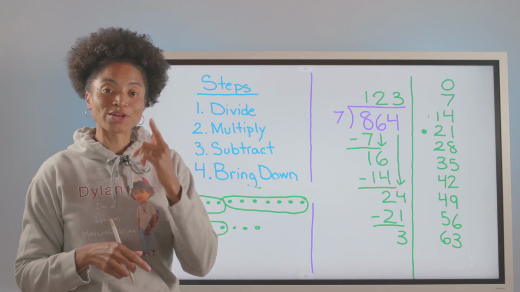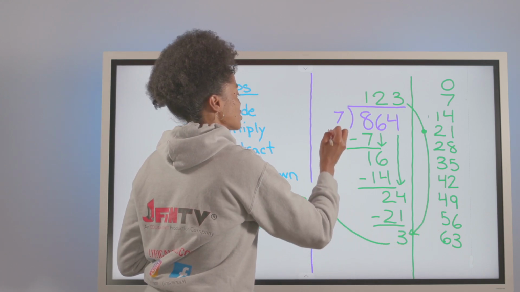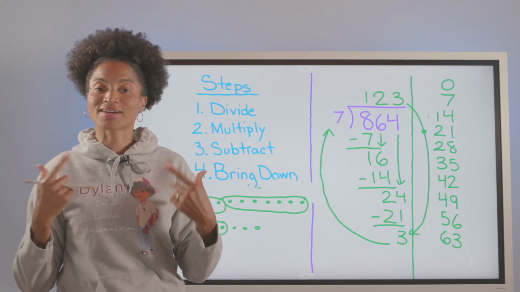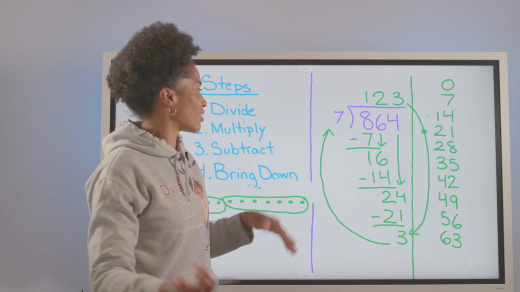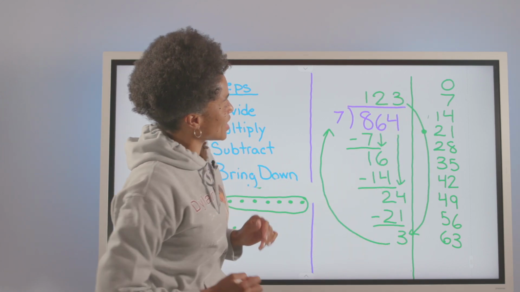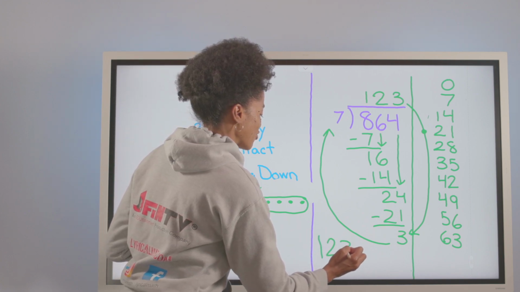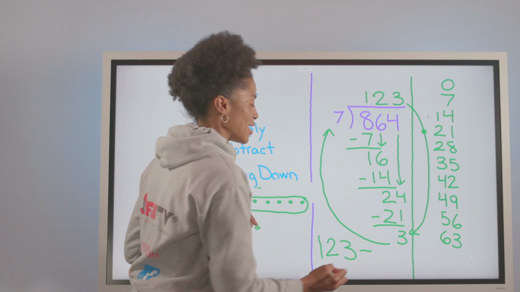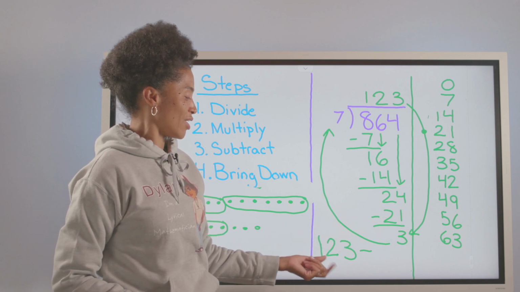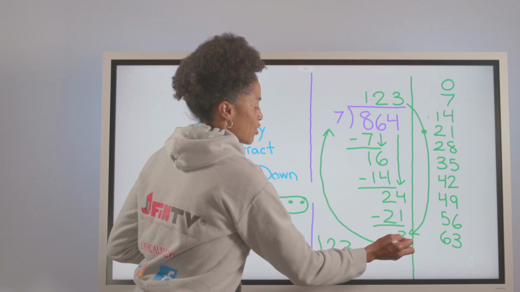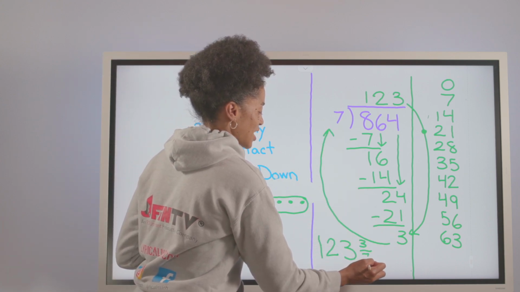Final answer. I like to say start at the top, go around the clock. What's that mean? When we go to write our answer, we want to start at the top, and we have 123, right? And if you have a remainder, then that tells us that you're going to have a fraction, which is going to create a mixed number. So the remainder is in the numerator, and the divisor is in the denominator.